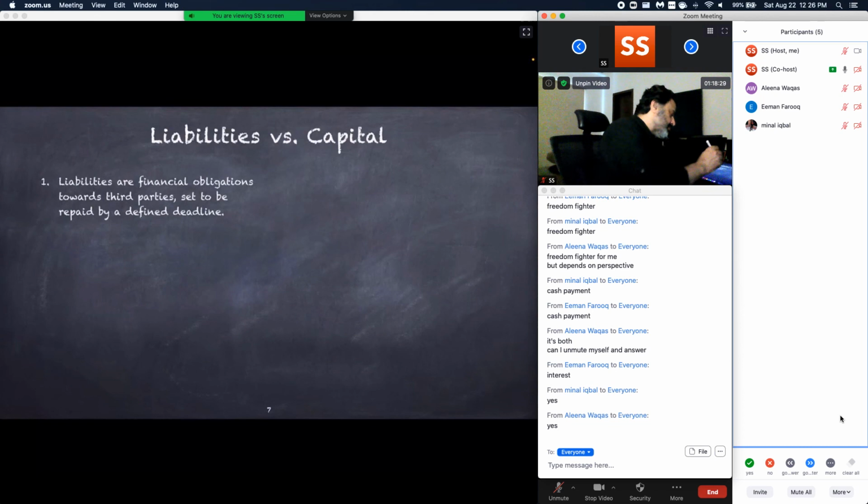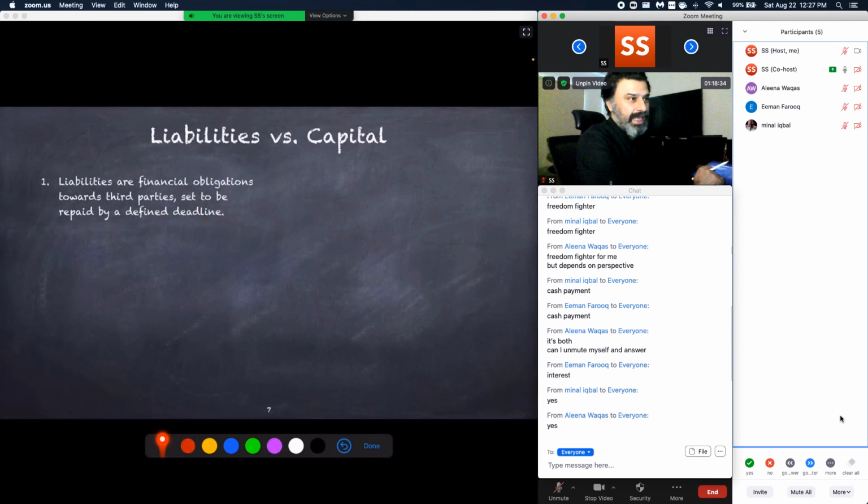The important bit here is these are set to be repaid by a defined deadline. Every time we talk about the liability by definition means something that you owe someone, number one, and number two, whatever you owe to that person, that needs to be repaid by a clear-cut, defined date. There is a date that you have to repay that person whatever you have borrowed from that person, right? So liability technically is a repayable obligation, something that needs to be repaid by a defined deadline.